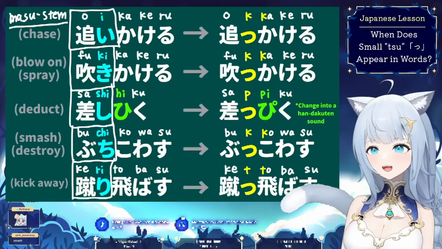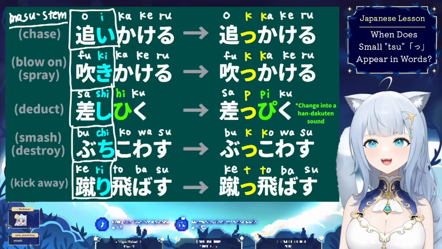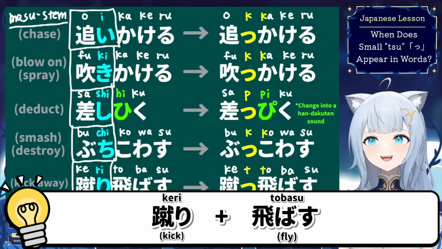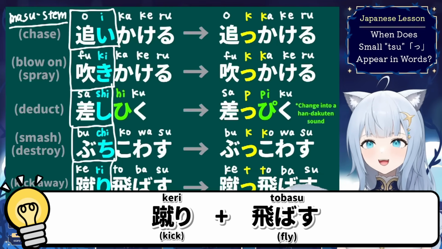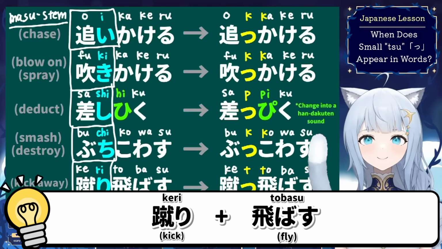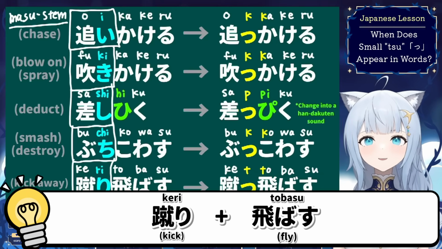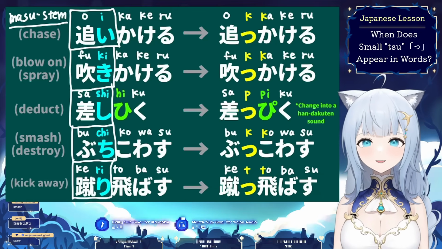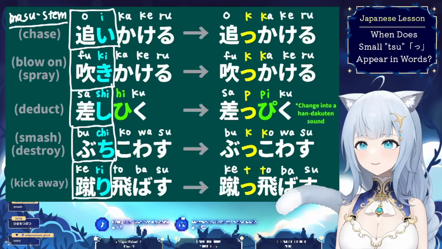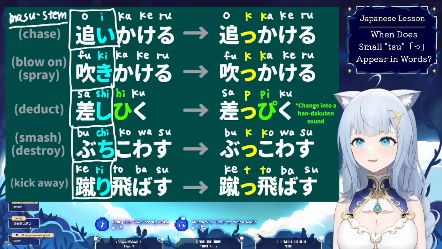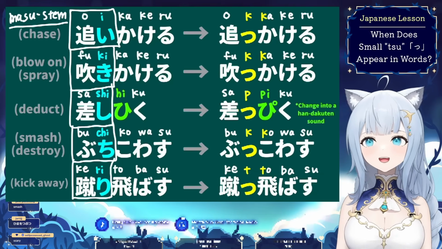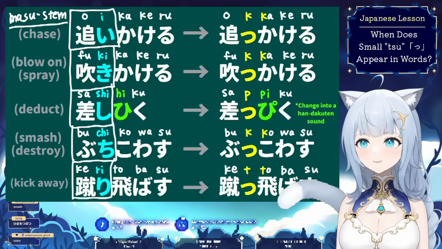Yes, so smash, destroy. And the last one, keritobasu, kick away. Keri is the masu stem. The dictionary form is keru, to kick. And tobasu is fly or fly away. So keritobasu is kick and fly away. The last sound of the masu stem keri is ri, so it will be changed into small tsu. So ketobasu. The meaning is the same but a different expression, general or casual spoken language.